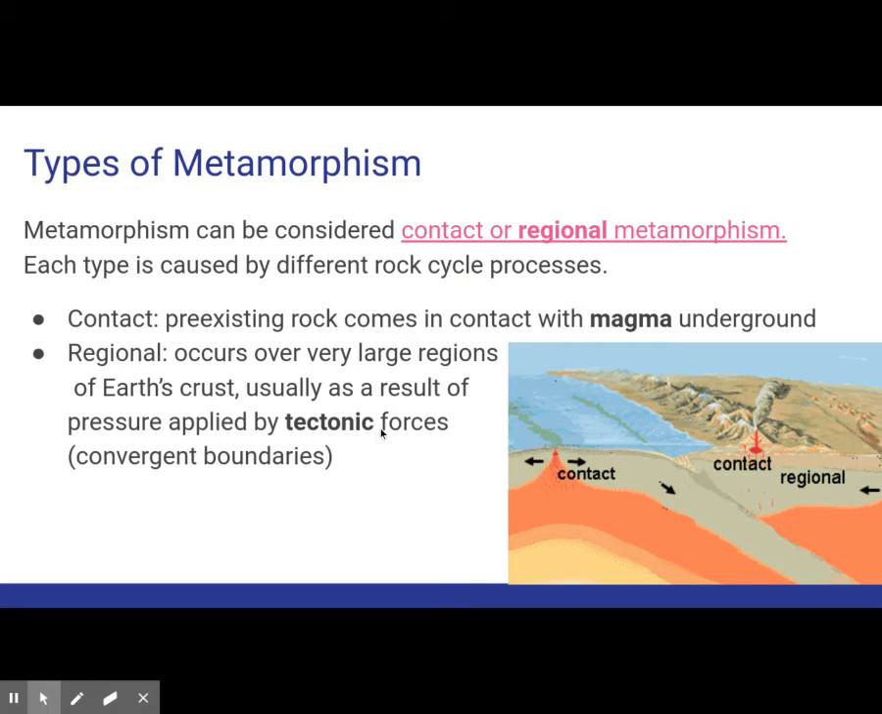Metamorphism, as far as heat goes, can happen in a couple of different ways, with heat and pressure. We call it contact or regional metamorphism, and they're named as they are. Contact means it's the result of a pre-existing rock coming in contact with magma, possibly underground. Regional means it occurs over a very large region and typically is a result of pressure, not heat. So this does a little explaining of that concept.